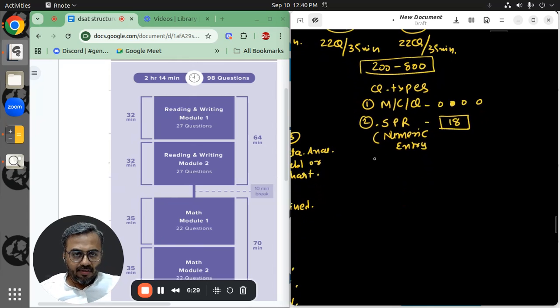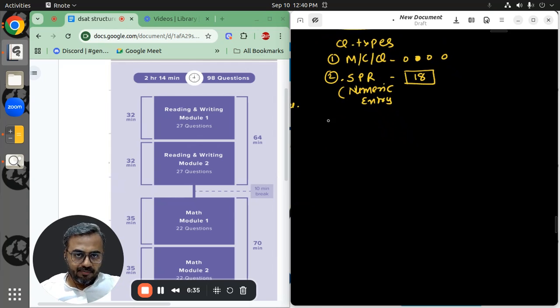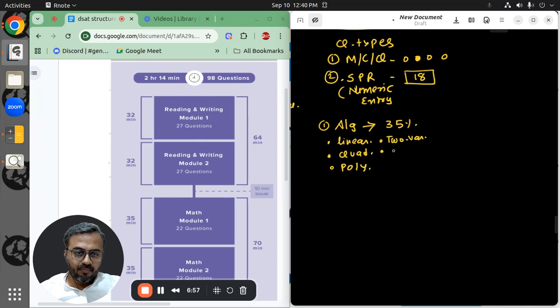Now, what is the content of math? First is algebra. The weightage is 35%. Algebra is all about linear equation, quadratic equation, polynomial equation, equation with two variables, word problems based on forming linear and quadratic equations and getting the answer. The weightage is 35%.